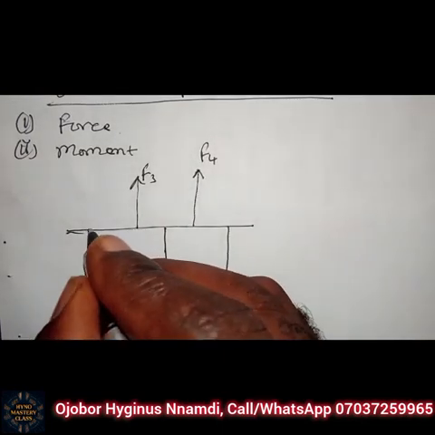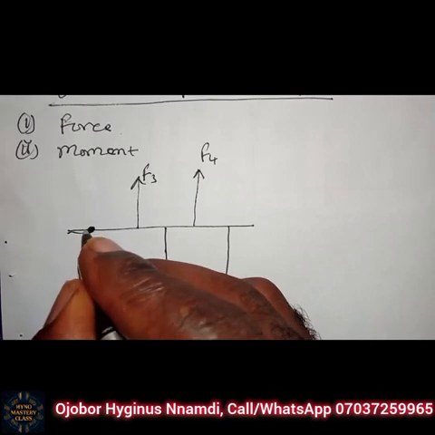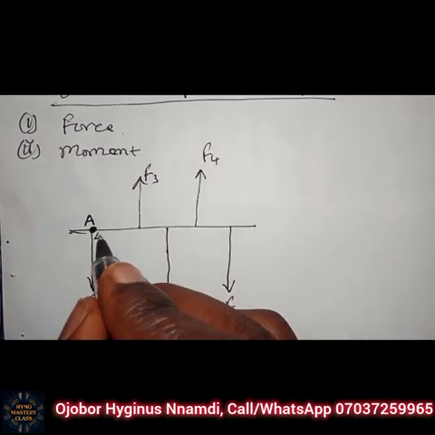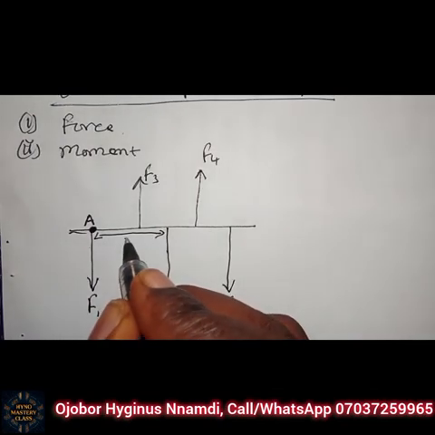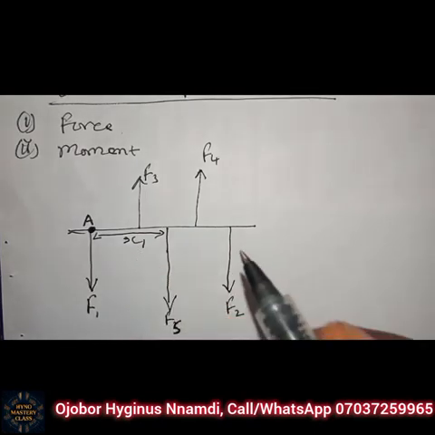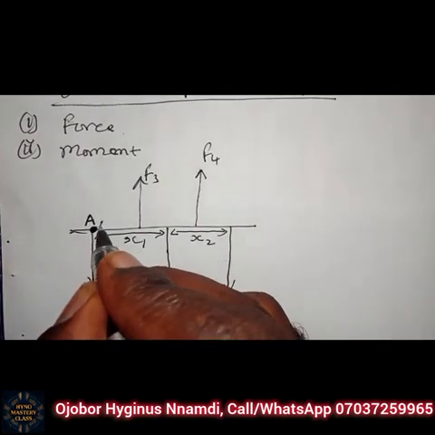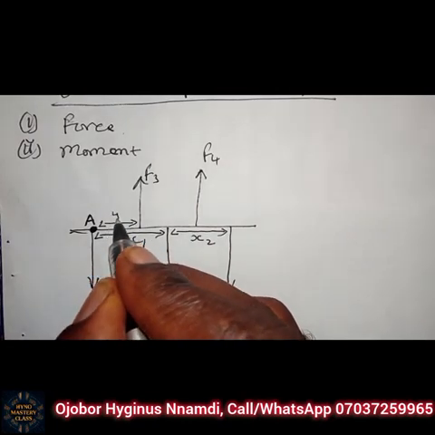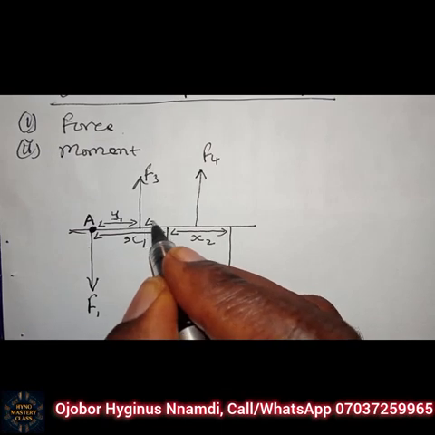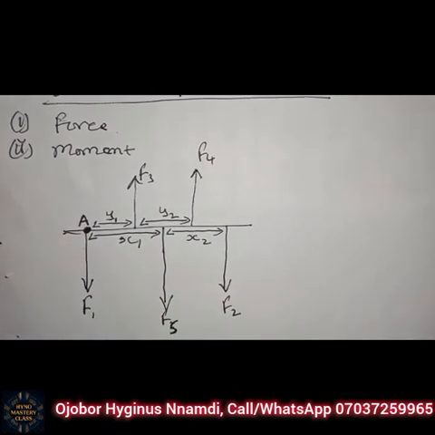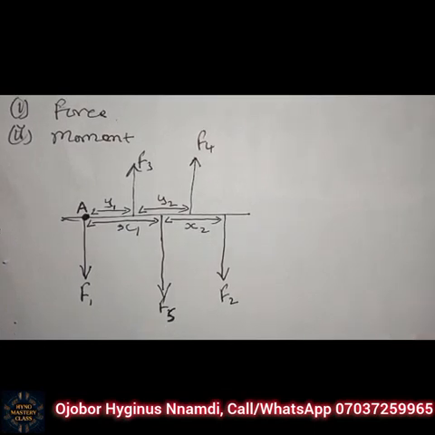So if you are taking moment about this point, F1, let's say point A, then the distance of this is x1, the distance from here to here is x2, from here to here is y1, and from here to here is y2. That is not a convention, it's just what I chose to use.